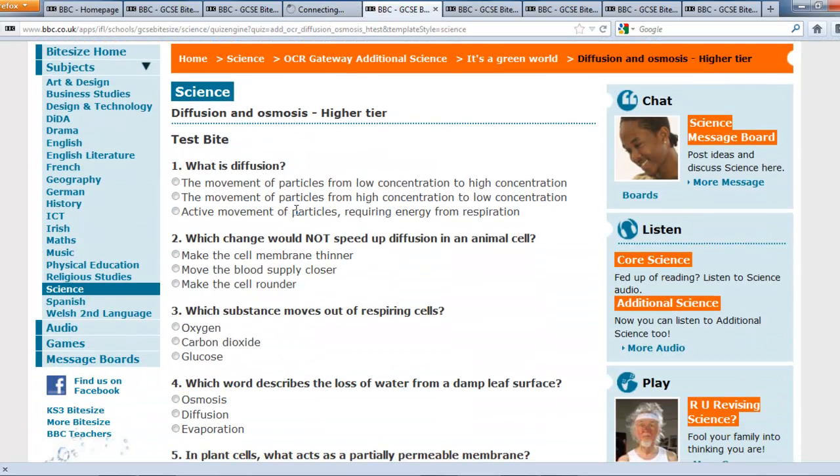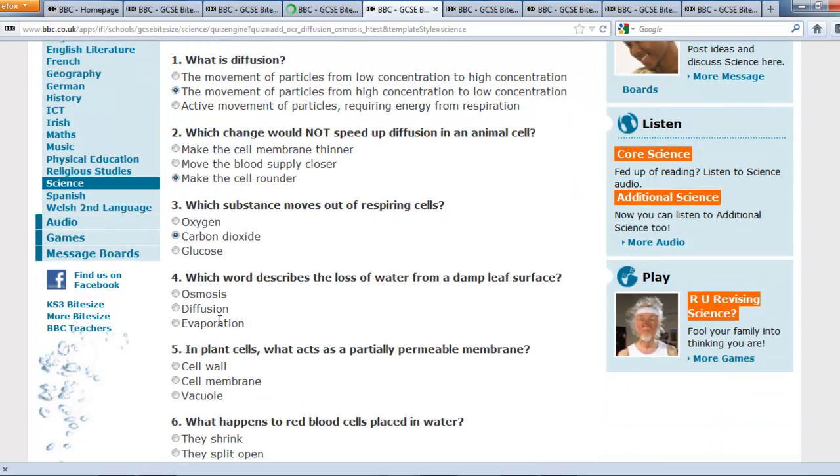What is diffusion? Movement of particles from high concentration to low concentration. Which change will not speed up diffusion in an animal cell? Make the cell rounder. Which substance moves out of respiring cells? Carbon dioxide. This is respiration. Waste product is carbon dioxide. Which word describes the loss of water from a damp leaf surface? Evaporation.